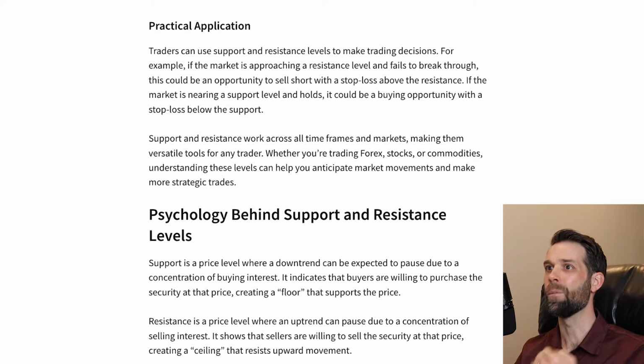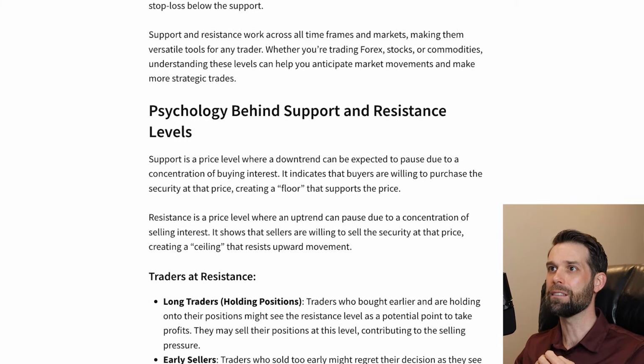And again, everyone's going to have different strategies, but that is certainly a common thing that is done. So support and resistance works across all time frames and all markets. And we're talking stocks a lot on this channel, but you can use this for the forex market, trading commodities as well. And just understanding these levels can help you anticipate market movements and make more strategic trades.